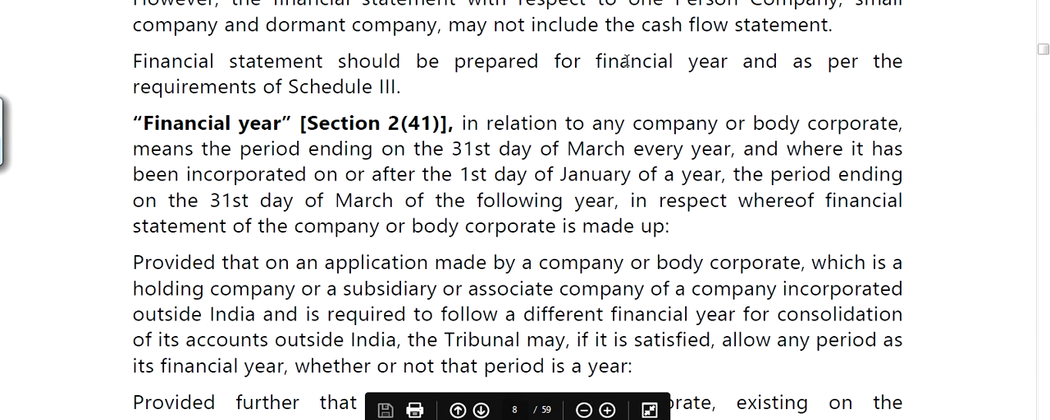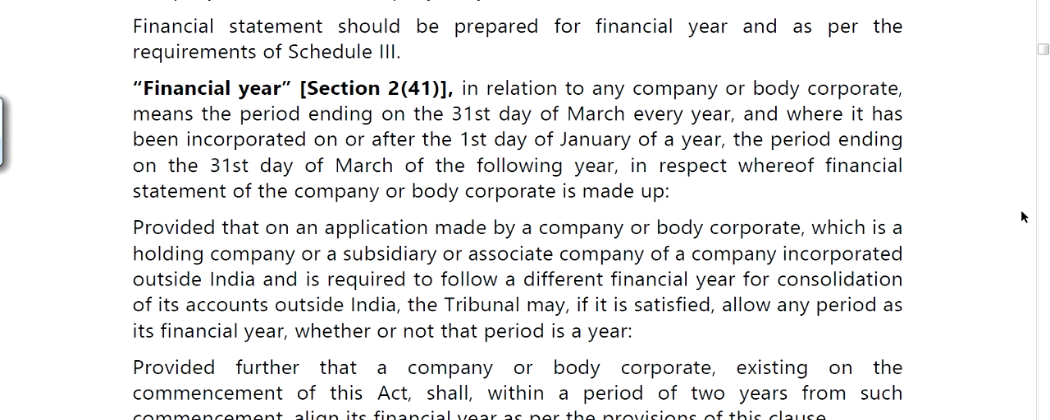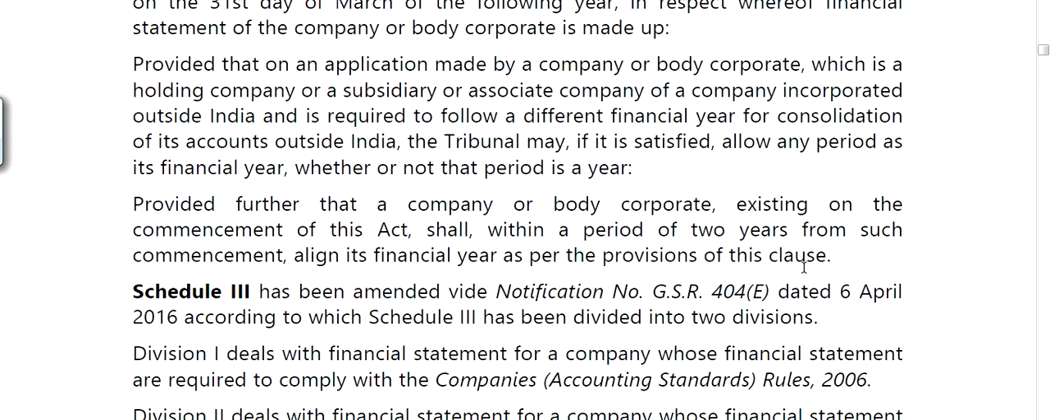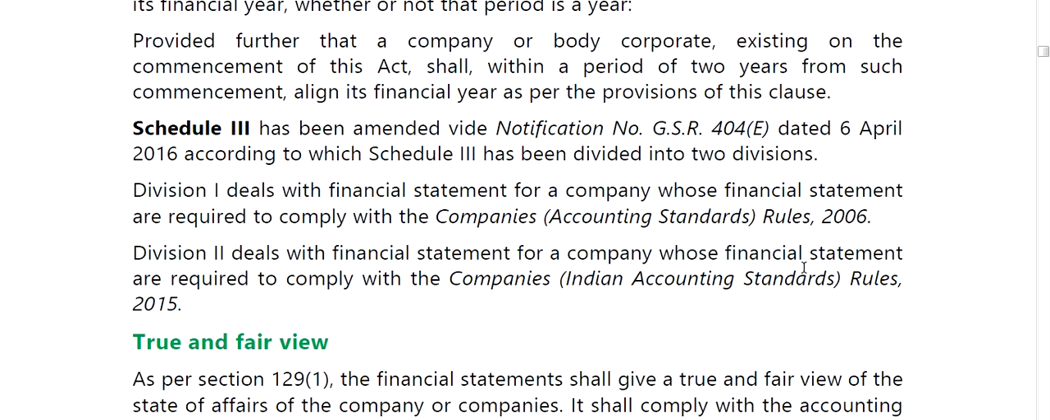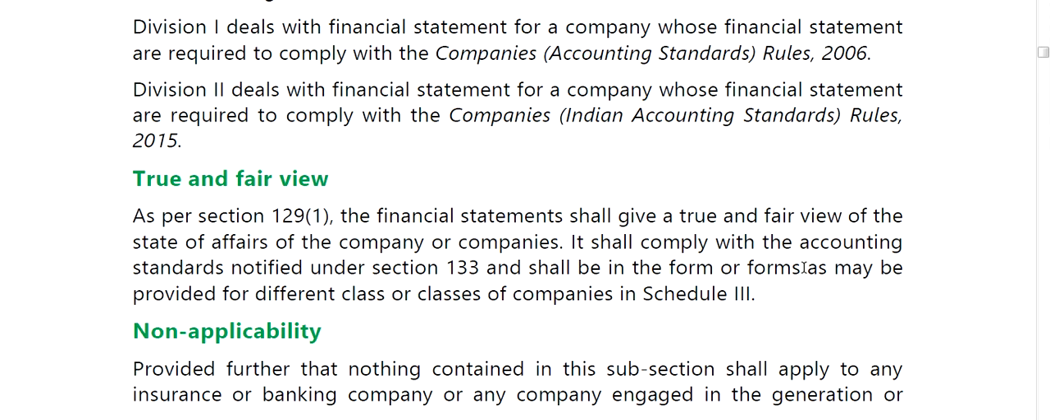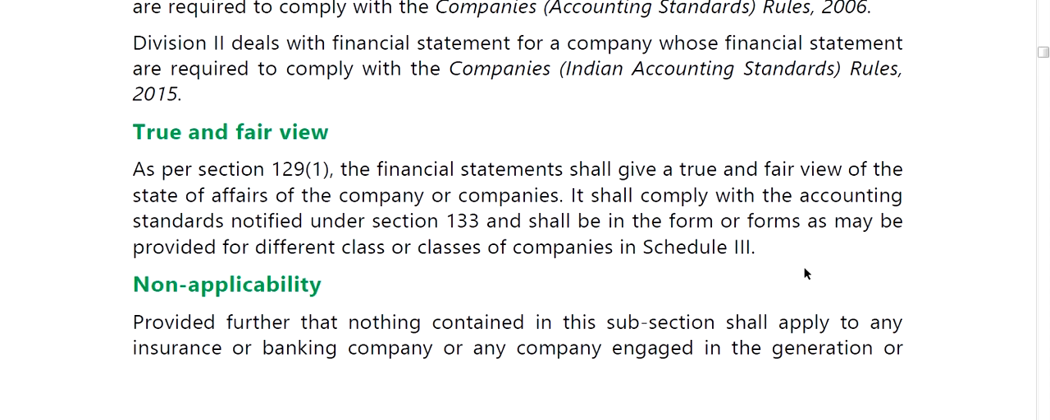Financial statements should be prepared for the financial year and as per the requirements of Schedule 3. Financial year, section 2(41), in relation to any company or a body corporate means a period ending 31st March, that you know, very easy. Schedule 3, that also you know, division 1, division 2 and all deals with the AS and Ind AS; division 2 Ind AS, division 1 AS.